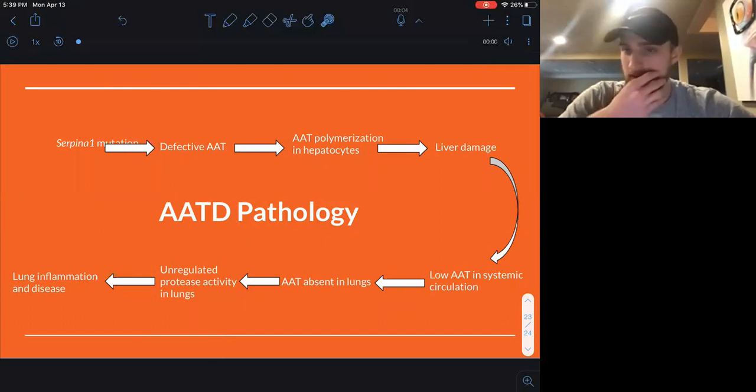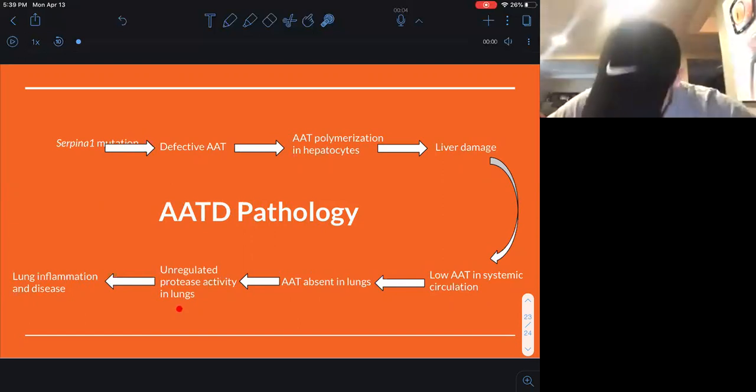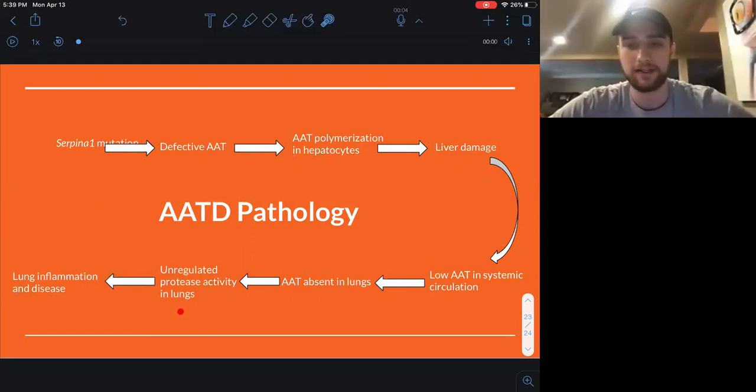This is a little overview of the pathology. So you get a SERPINA1 mutation. This leads to defective AAT, which builds up in the ER of hepatocytes. Over time, this induces ER stress and liver damage. Because of that, it cannot enter systemic circulation. Therefore, it's absent in the lungs, and there is unregulated protease activity in the lungs, such as neutrophil elastase, and this leads to lung inflammation and disease.